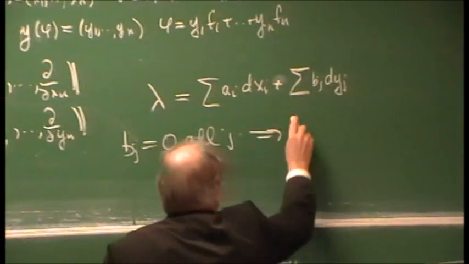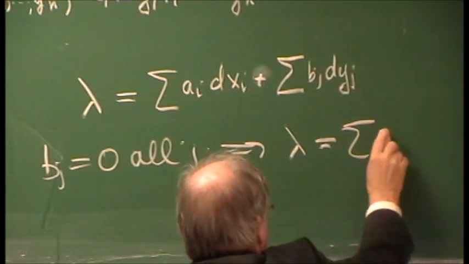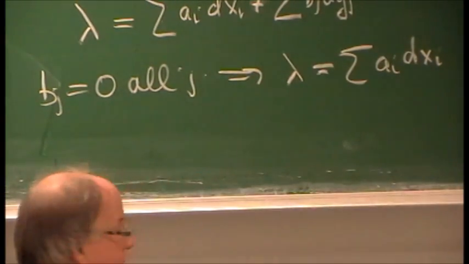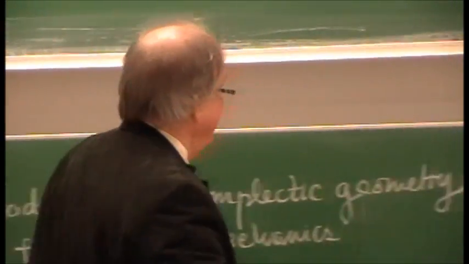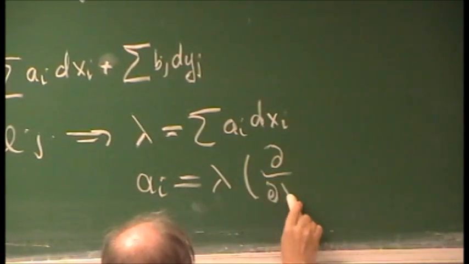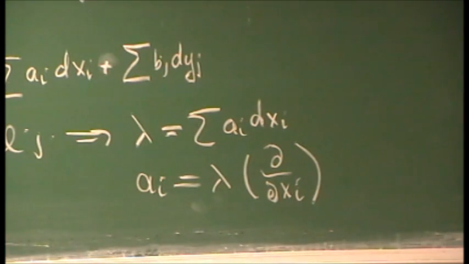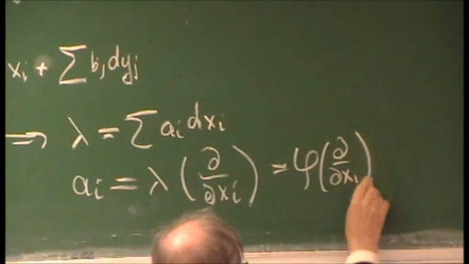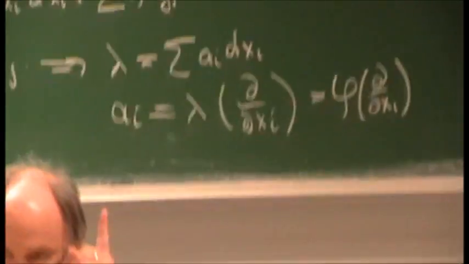So that means that then lambda is equal to ai dxi. And now I need to compute what ai is, right? Well, that's pretty trivial. So ai is lambda applied to ∂/∂xi. Right? And now lambda applied to ∂/∂xi is, as we know, phi applied to ∂/∂xi. Right? As a form. Phi is a point, but it's a form, really.